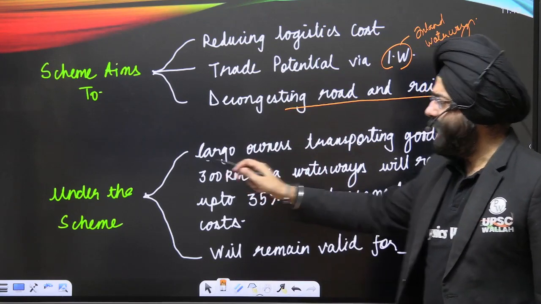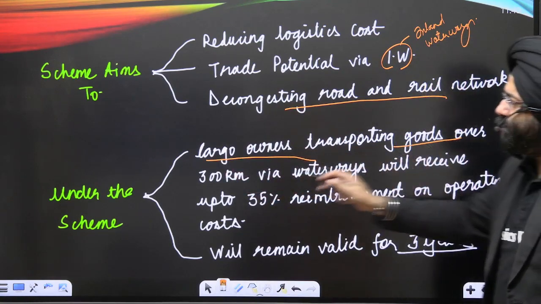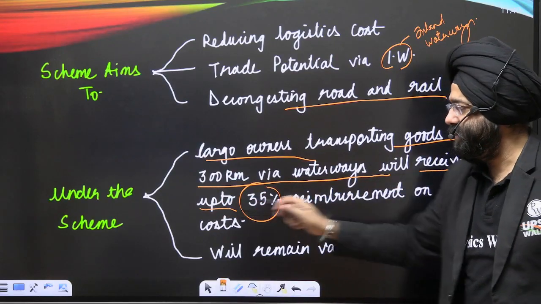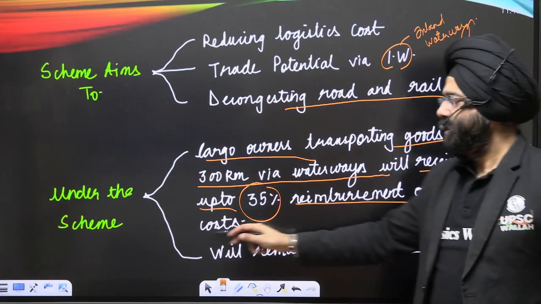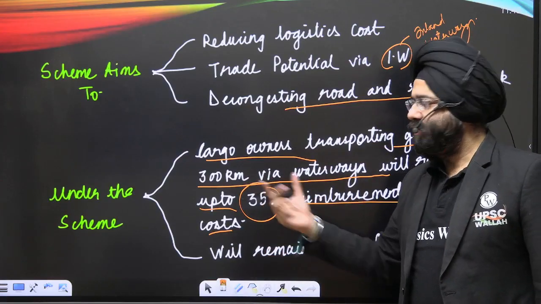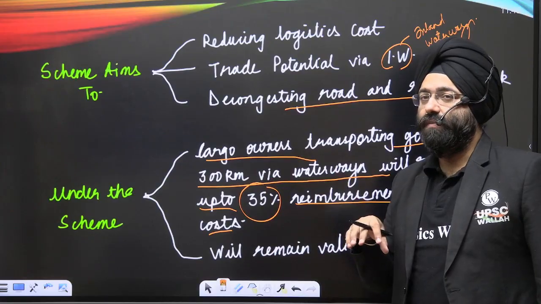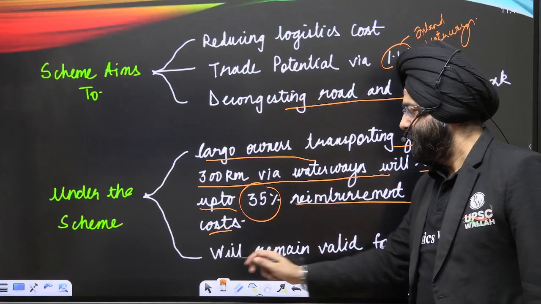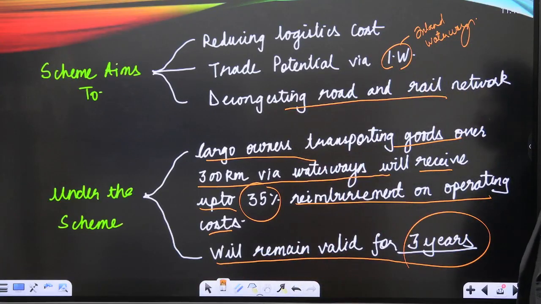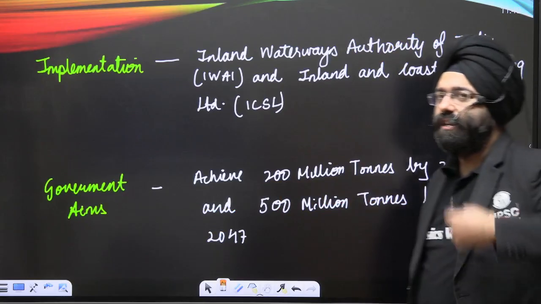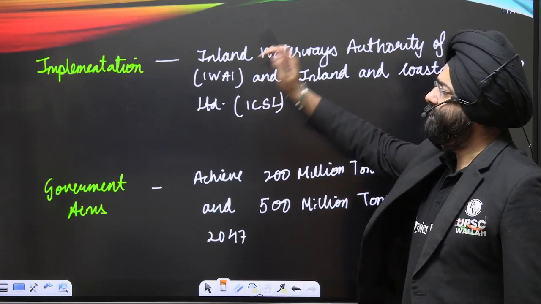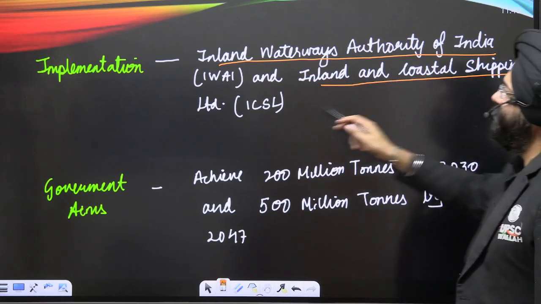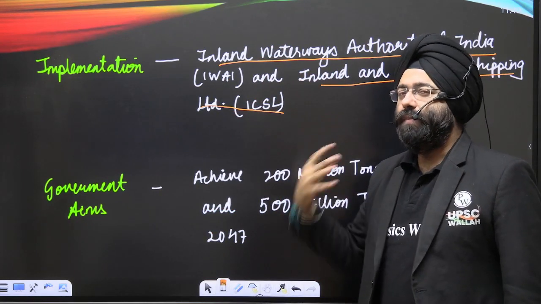Under the scheme, cargo owners transporting goods over 300 kilometers via the waterways will receive up to 35% reimbursement on the operating cost. So whatever your operating cost, if you're transporting over 300 kilometers via the waterways, 35% reimbursement will be given by the government with respect to your transportation and operating cost. It will remain valid for 3 years. This is again a major aspect to promote the inland waterways. Who is implementing it? The Inland Waterways Authority of India and the Inland and Coastal Shipping Limited.